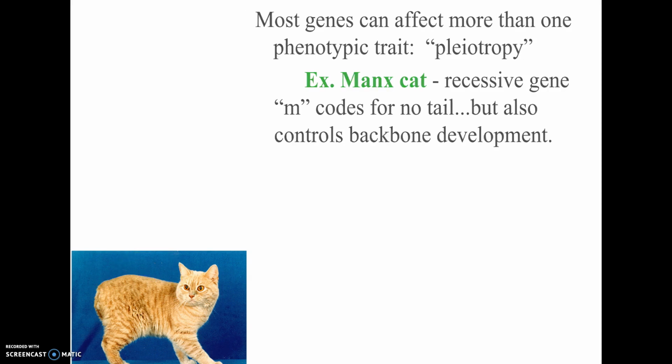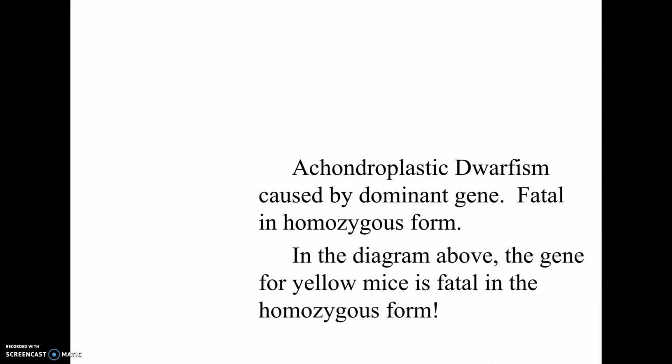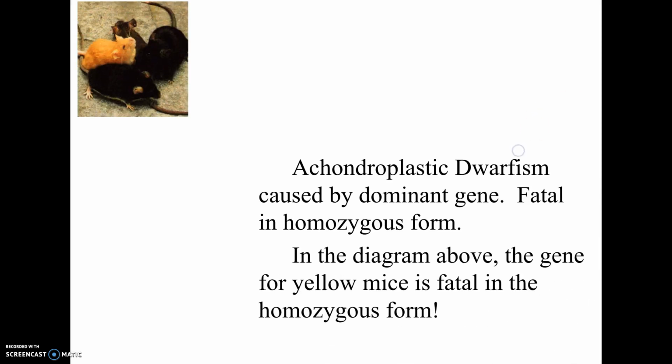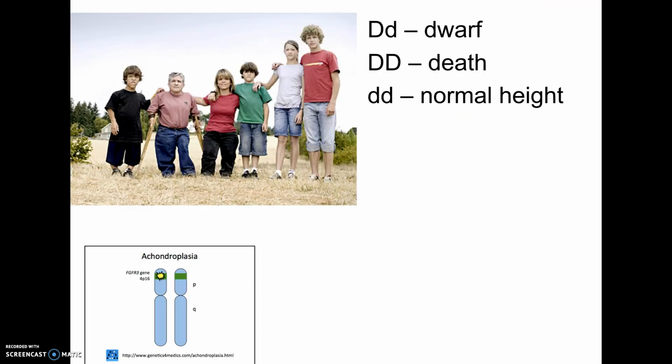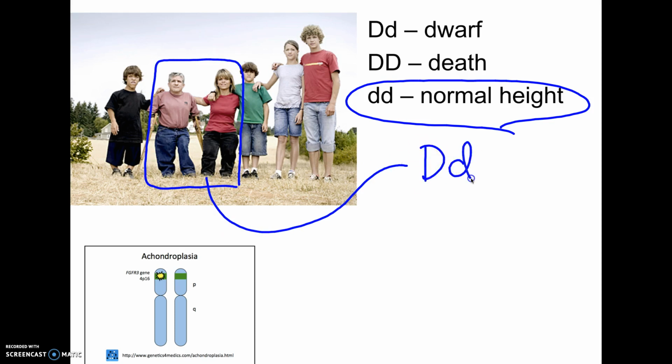Another good example of this is achondroplasia. Achondroplasia is probably the most common type of dwarfism. Let me show you. Skip this thing with the mice. Here. So, normal height. If you have normal height, which everybody in here does, you are little d, little d. Achondroplasia is actually a dominant trait. So, if you've ever seen Little People, Big World, these two parents both have achondroplasia. They are big D, little d.